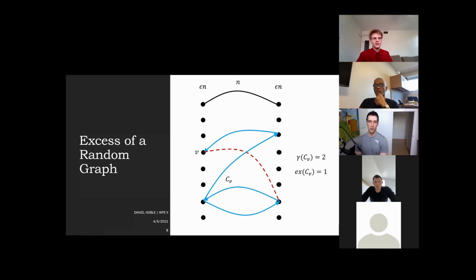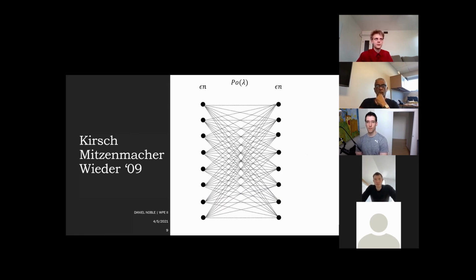Yeah, so because there are exactly n edges, if we find an edge between one vertex pair, then edges are less likely to exist between other vertex pairs and vice versa. So the first thing that Kirsch et al. do in order to address this is, instead of having exactly n edges, they choose the total number of edges according to a Poisson distribution.